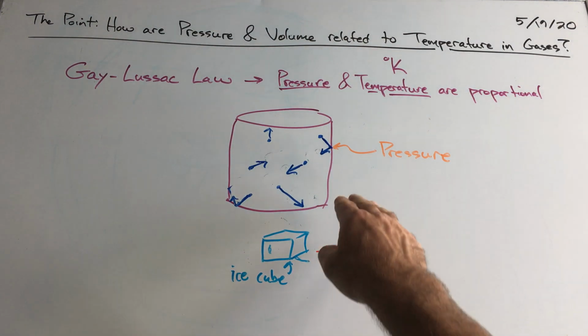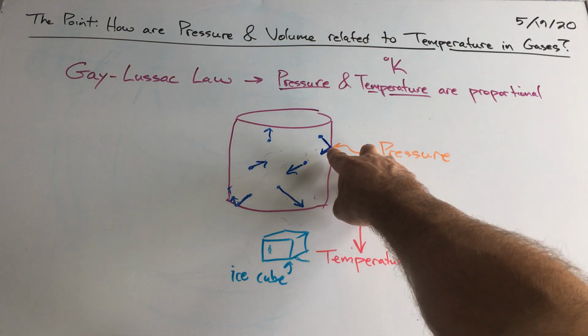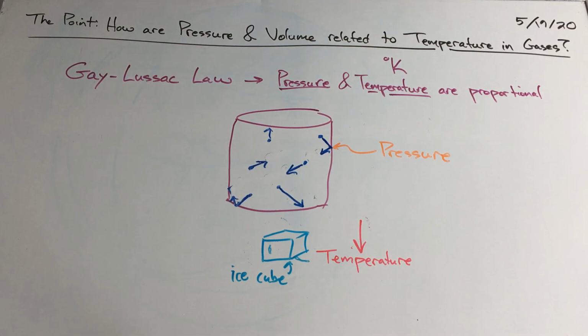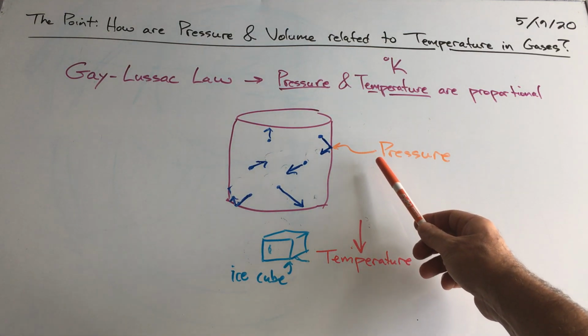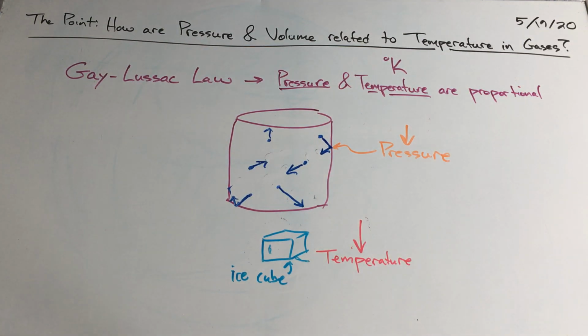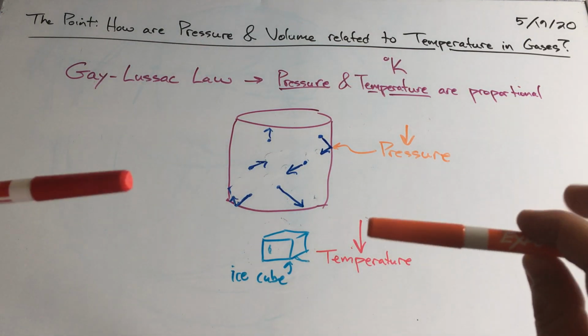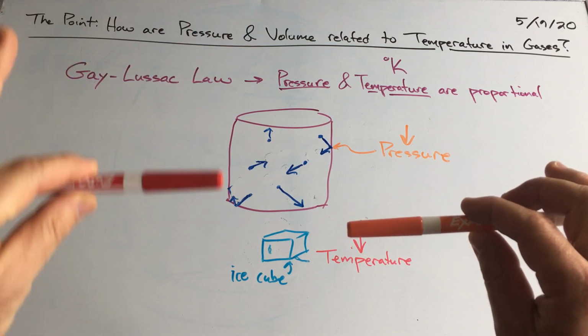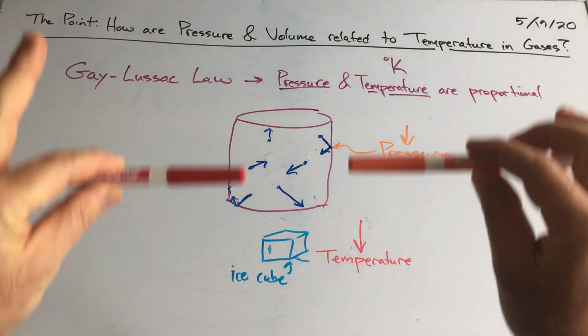Now, with the temperature dropping, the banging is going to be a lot less. And what do we call that? We call the banging against the can pressure. So if the temperature drops, the pressure does drop. And lo and behold, it's exactly what we expected. As the temperature changes, the pressure changes the exact same amount.